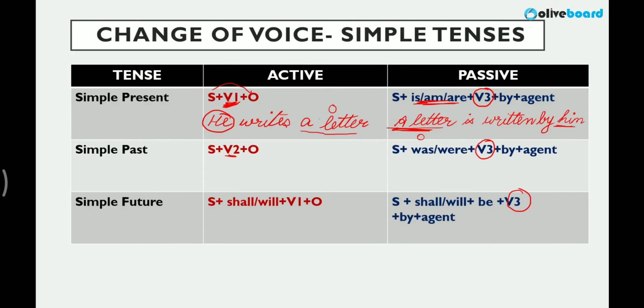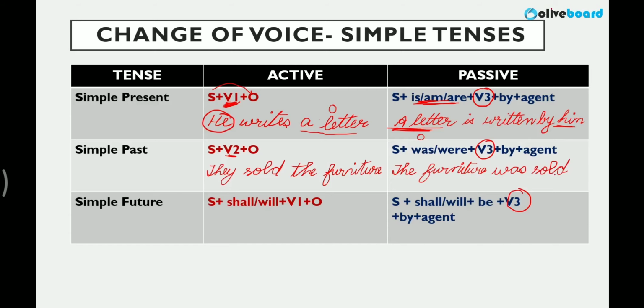Let's do simple past, where the verb's second form is used. If I use a very simple one, they sold the furniture. How will you change it into passive? First, you will write the furniture. We swap it. Now, was or were; obviously furniture is singular, so was is the helping verb. Sold, the third form is again sold: sell, sold, sold. Furniture was sold by, and they will become them, in the object place. So, furniture was sold by them.